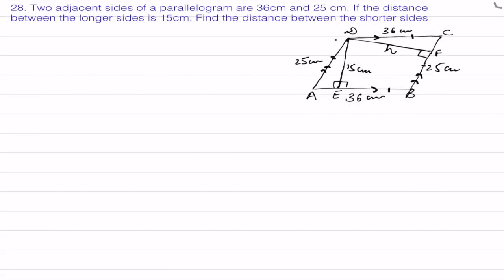Now children, see question number 28. Why have I taken this question first? Because it's directly based on the formula. So two adjacent sides of a parallelogram are 36 centimeter and 25 centimeter.